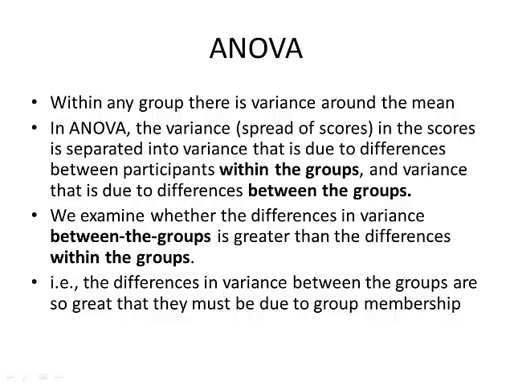In analysis of variance, the variance or spread of scores around the mean is separated into variance that is due to differences between participants within the different groups, and then variance that is due to differences between all the groups. We examine whether the differences in variance between the groups are greater than the differences within the groups. So the differences in variance between the groups are so great that they must be due to group membership. That's what we're trying to understand.